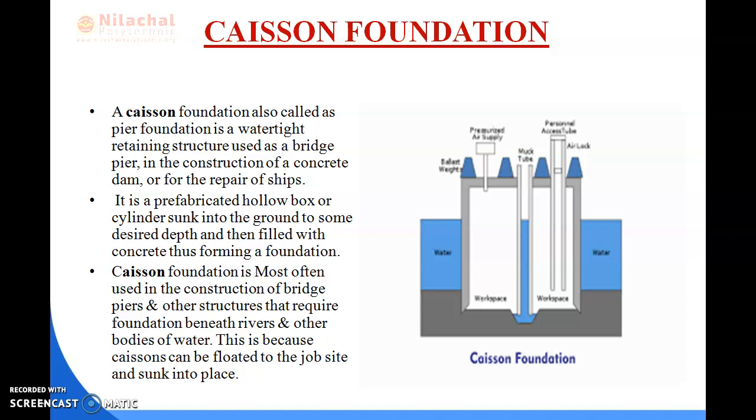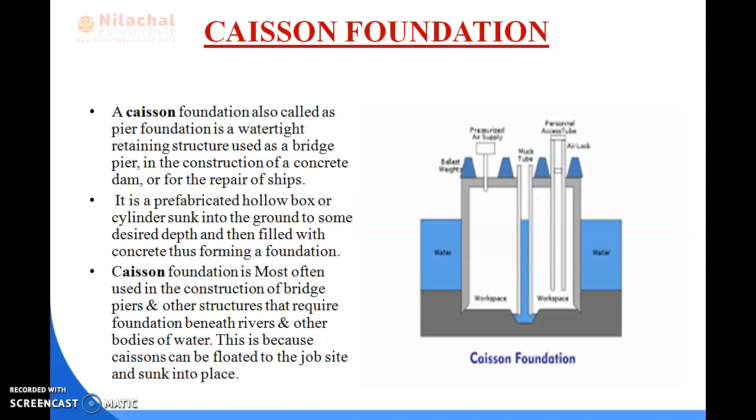Open caisson is like a well that is open at the top and bottom ends, and the bottom edges are made sharp. During digging and sinking, the inside material is taken out, and open caissons are used in soft soils and in high water level. Okay. Next one is the pneumatic caisson.